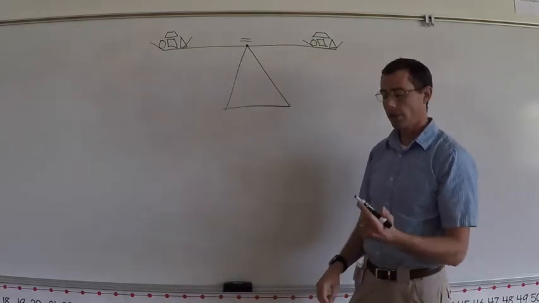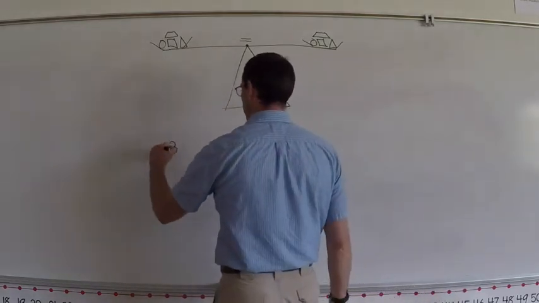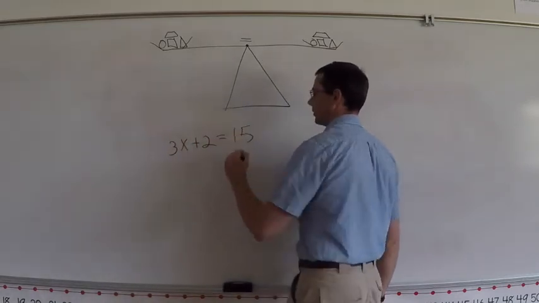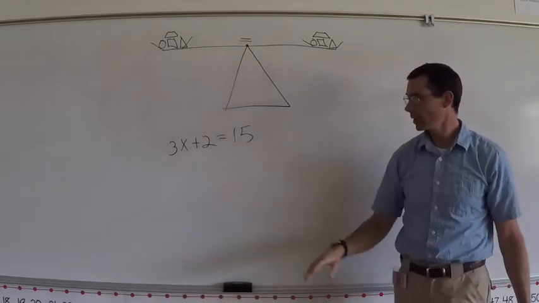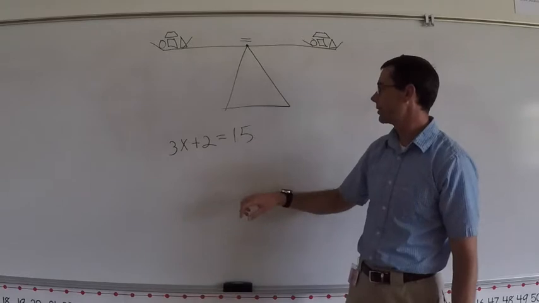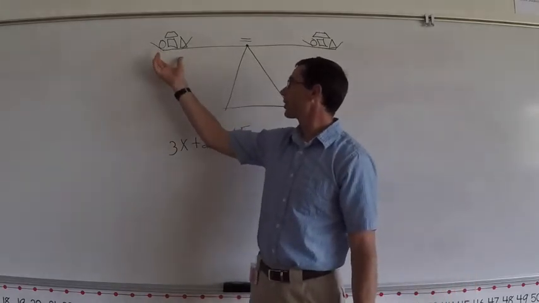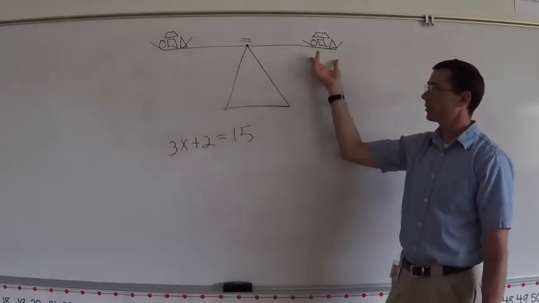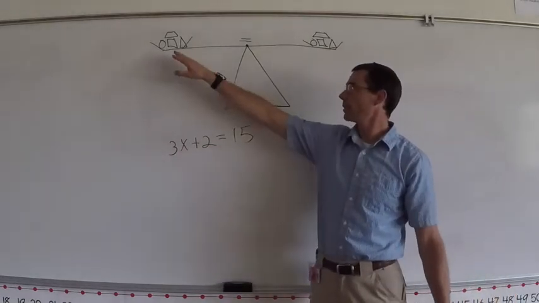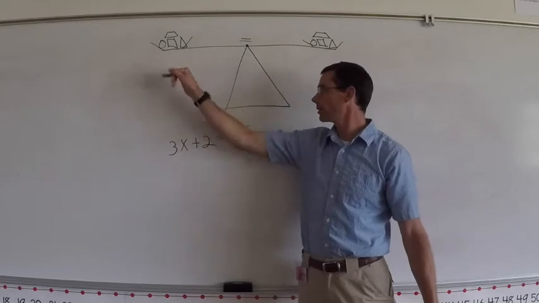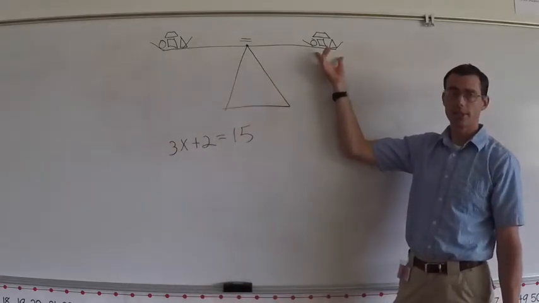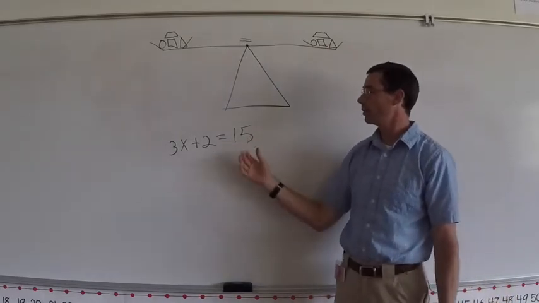So let's just take one quick example. 3x plus 2 equals 15. This is going to be ugly. But 3x plus 2 equals 15. We have 3x plus 2 over on this side. We have 15 over on this side. We don't know what the x is, but we do know that if we have 3 of those x's in here plus 2, it weighs the same as the 15 in this side. Okay, it's balanced, it's equal.